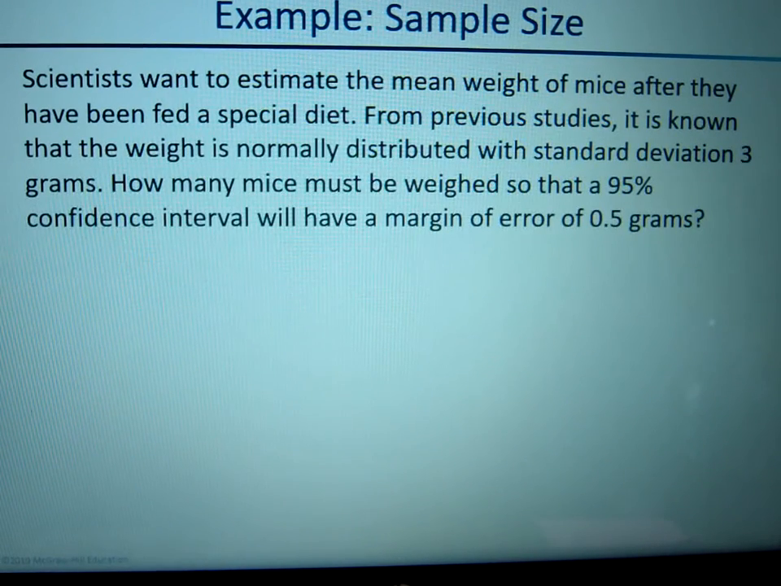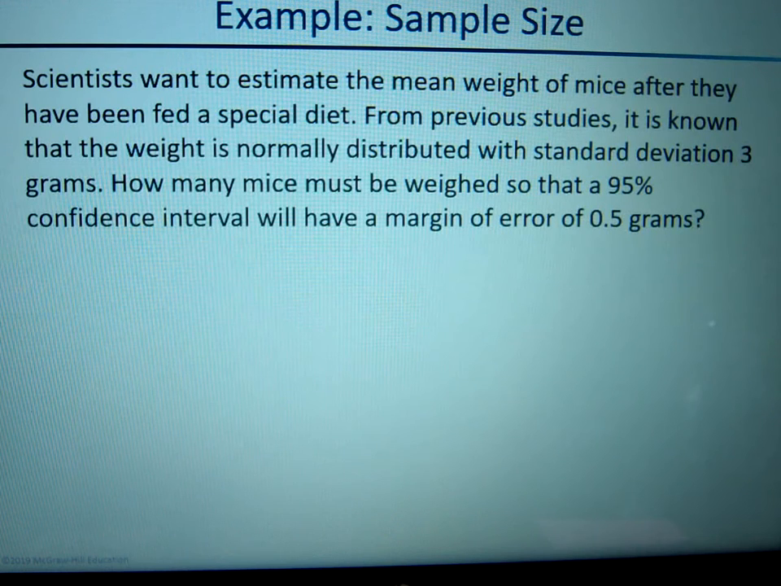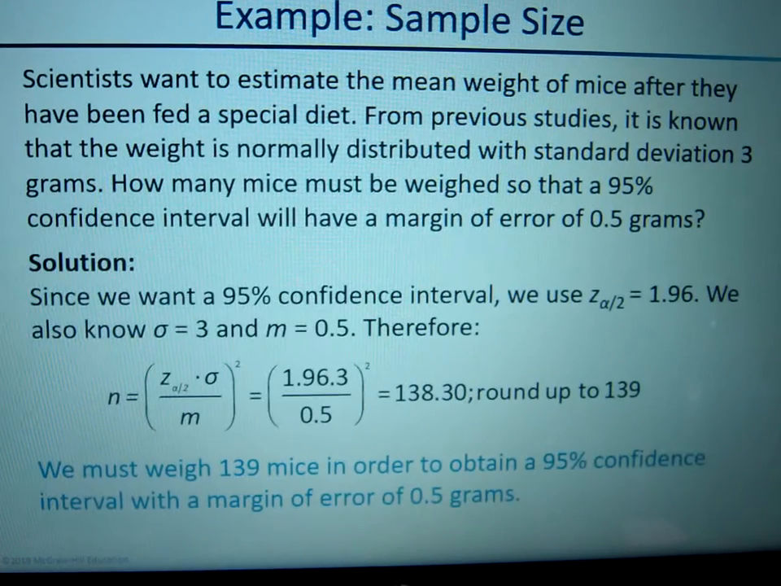So scientists want to estimate the mean weight of mice after they have been fed a special diet. From previous studies, it is known that the weight is normally distributed with a standard deviation of 3 grams. How many mice must be weighed so that a 95% confidence interval will have a margin of 0.5 grams? So we're looking for how many we would want to have.